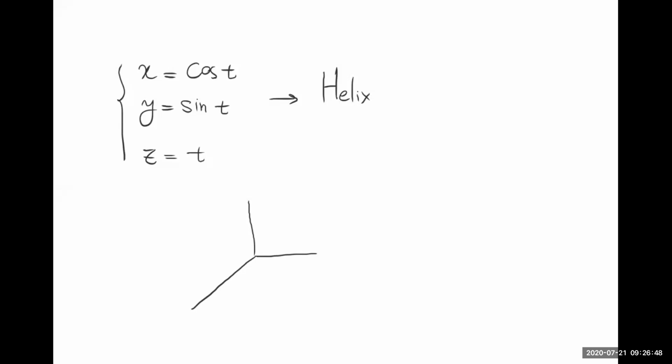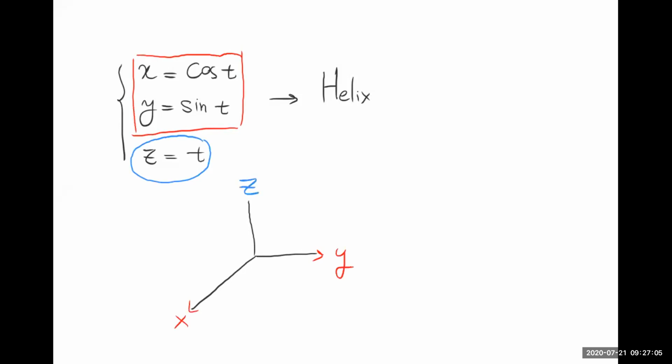If we just look at the first two variables, x and y, and completely forget about the direction of z, we have x equals cosine of t, y equals sine of t, but we already know what this parametric equation describes. It's just a circle in the xy plane. But on the other hand, there is another variable, z, and z equals t.